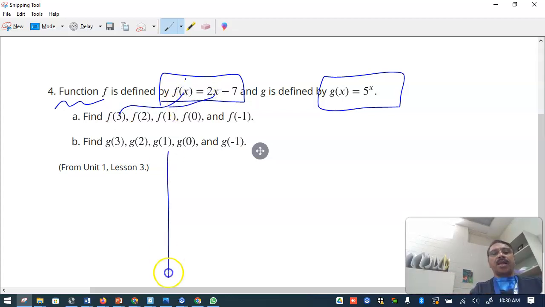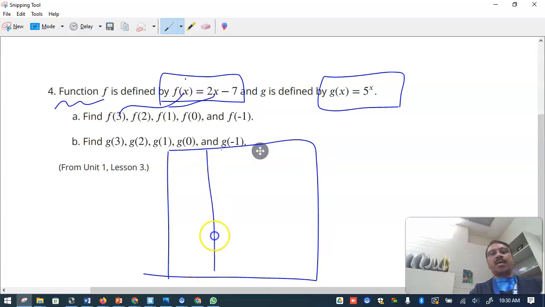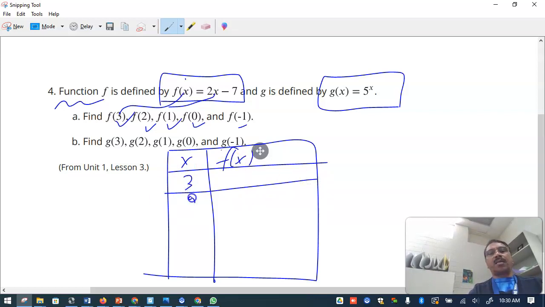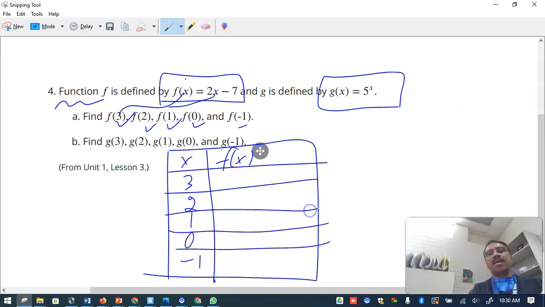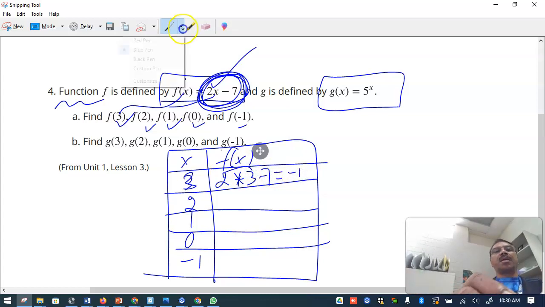So if I can make a table here and say, okay, they give you 3, 2, 1, 0, and -1. So if this is x and this is f of x. So each time you say, okay, 3, 2, 1, 0, and -1, right? And each time you plug in the number. So what does this mean? So you double this, so 2 times x, so it is 2 times the 3 because this is 3, and -7. So 2 times 3 is 6 and -7 is -1. And this is how you do it all the time.